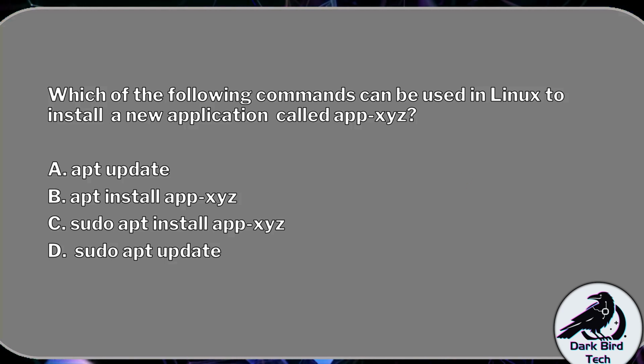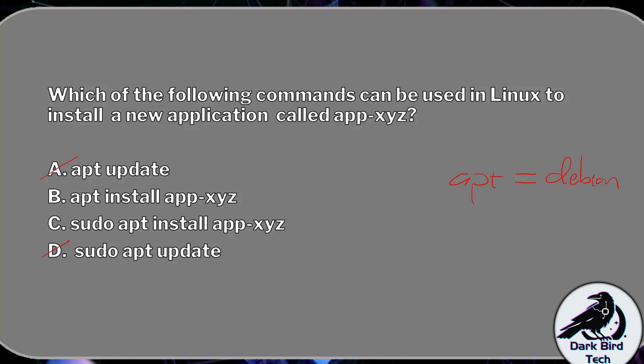So because they're doing apt here, this tells me it is a Debian distro. So we're not going to be eliminating based on the Linux distro or anything like that. What we are going to eliminate though are the update options, because those are not about installing applications, those are about handling the update and upgrade of your existing installed applications. So that leaves us with apt install app-xyz and sudo apt install app-xyz.